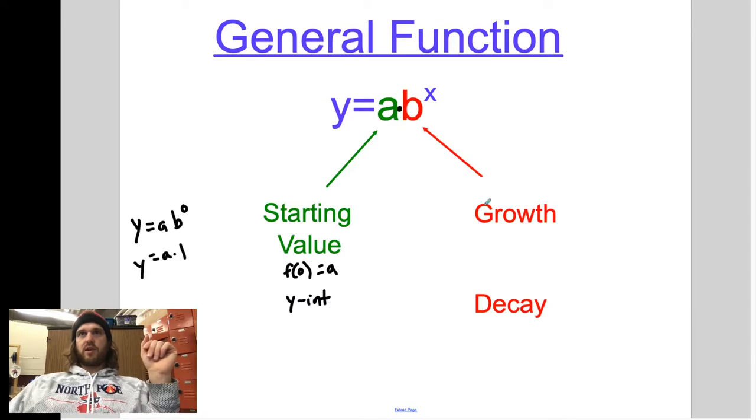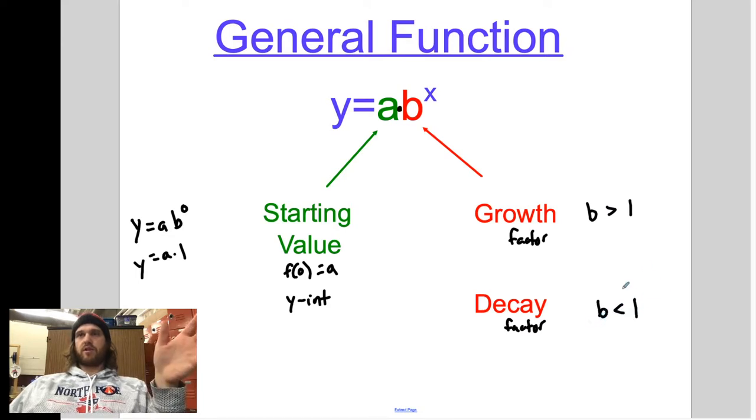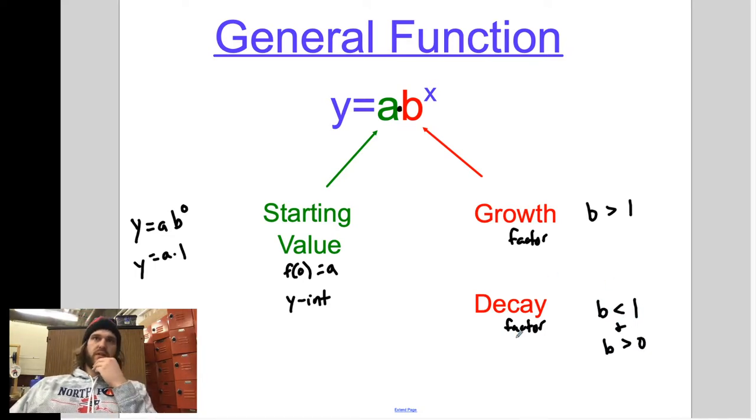Now this thing over here is called the growth factor, the thing that's being raised to the x power, or the decay factor, and I kind of mentioned that before. It is a growth factor if b is greater than 1, and it is a decay factor if b is less than 1, but should be greater than 0, should not be negative. b is greater than 0. Okay, growth factor, decay factor.